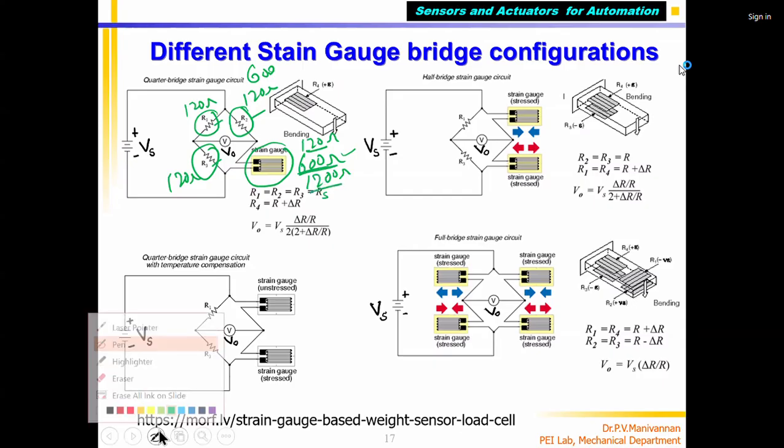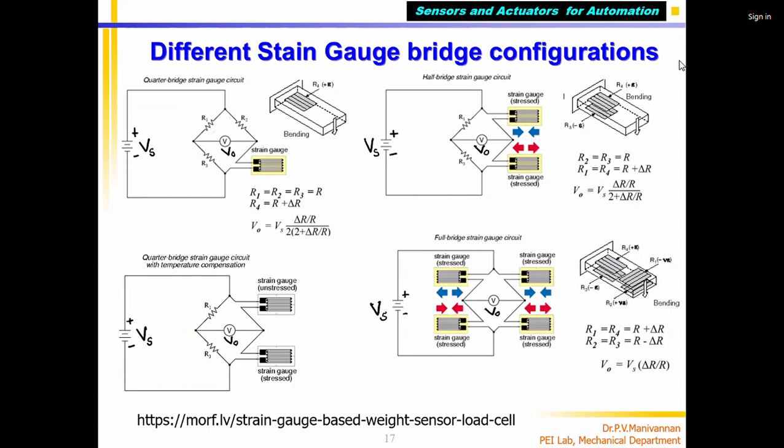Okay. Now, if I use one strain gauge and connect it to one arm of the Wheatstone bridge, it is called a quarter bridge. You know, correct? Quarter means 1/4. Quarter means it has 4 arms. Out of that, one arm alone is my strain gauge. So that is bonded on my cantilever. This is my cantilever, correct?